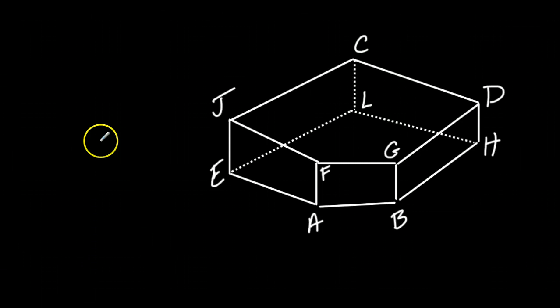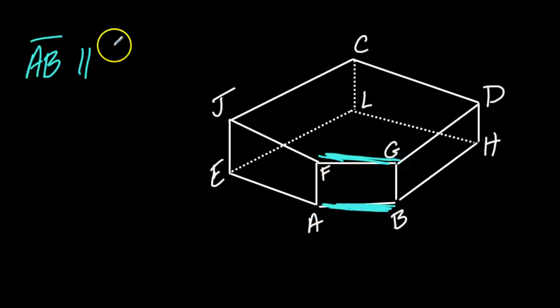All right, we've got a handful of items on this next one here. I want to know what are the segments that are parallel to line AB. So I'm going to look at AB, it's right there. Now the only one that's actually parallel to it, it's on the same plane, it's going to be FG. It's the only line that is actually parallel to them.